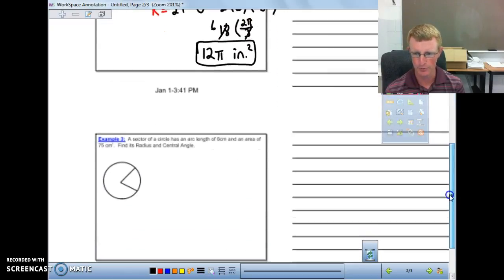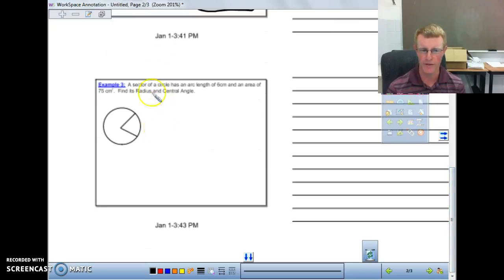So the next example is going to intertwine that extra equation that we dealt with. So they give us some information. A sector of a circle has an arc length of 6 centimeters and an area of 75 centimeters squared. Find its radius and central angle. So basically what we're looking at here is we're given our S, that's 6 centimeters. We're given our K, that's 75 centimeters squared. What we're not given is our radius, and we are not given our theta.